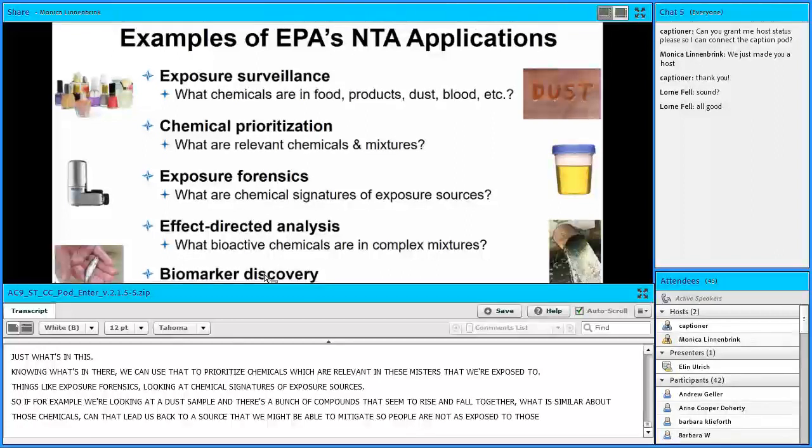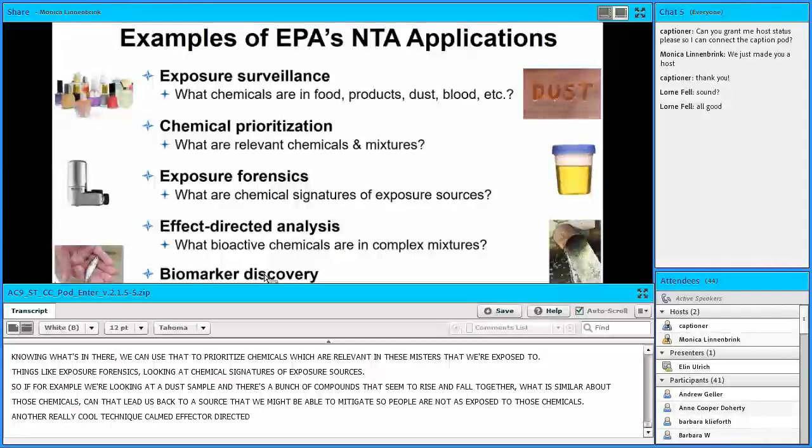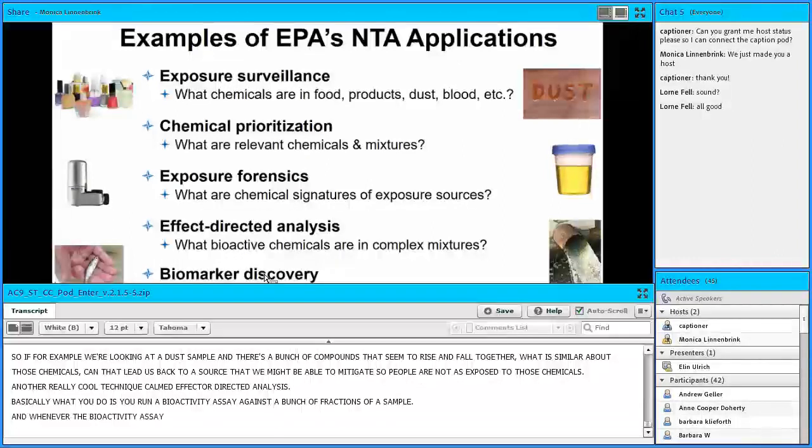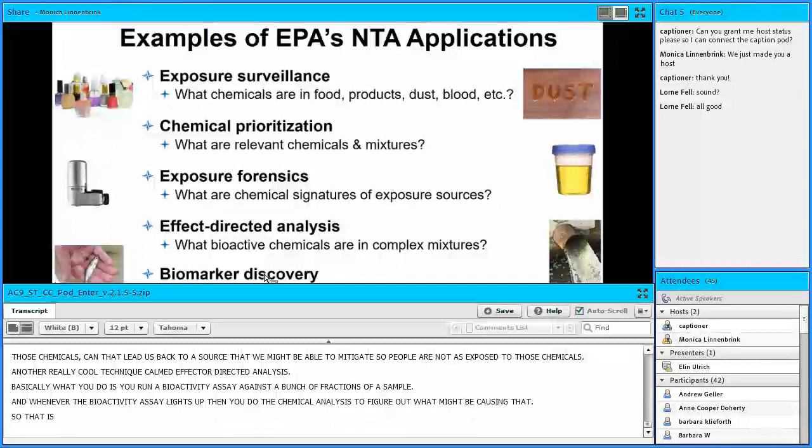There's another really cool technique called effect-directed analysis, and basically what you do is you run a bioactivity assay against a bunch of different fractions of a sample, and whenever the bioactivity assay lights up, then you do the chemical analysis to figure out what might be causing that. So that's a pretty interesting technique. We've barely scratched the surface on that here, but it's certainly an area that we'd like to get into.